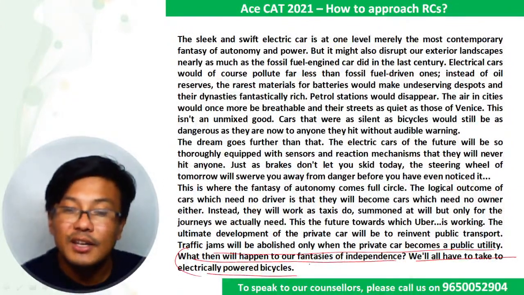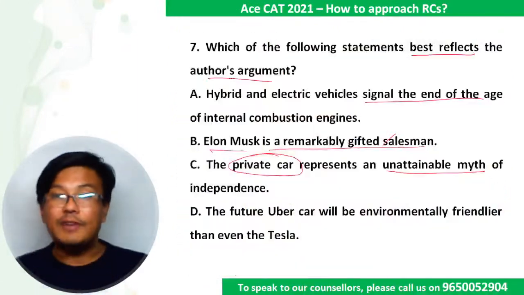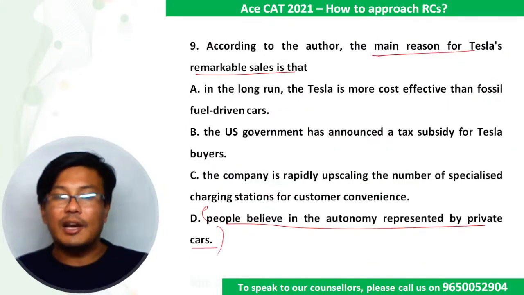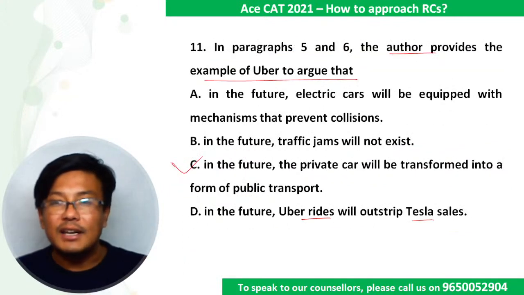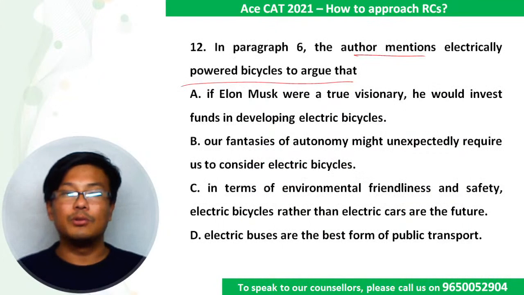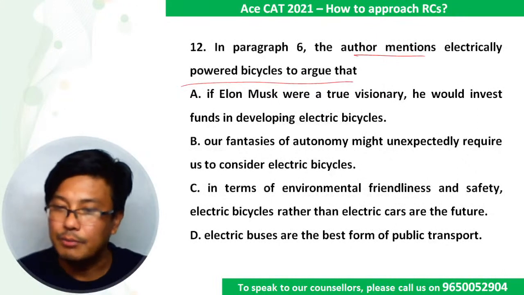So what he's doing here is he is trying to cut a joke. He is humorous, right? Our fantasies of independence, fantasies of autonomy, became something more like an unattainable dream. So eventually, what do we have to do? We have to look for electric powered bicycles. So in a way, he's half joking here. So what would be the best answer?